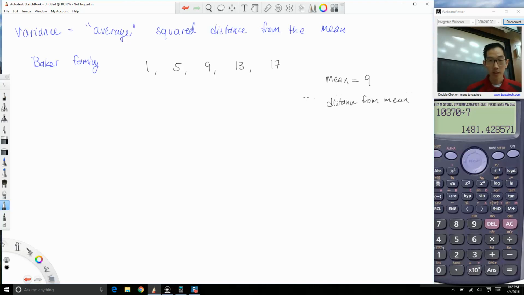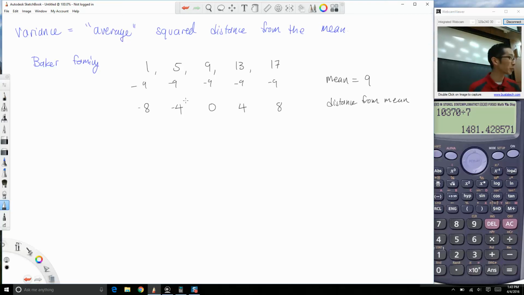How far is 1 away from the mean? 8 years away. How far is 5 from the mean? 4, right? 9 is 0. 13 is, these are not trick questions, 4 and 8. We could also just subtract 9 from each of these, and we'd get -8 and -4.